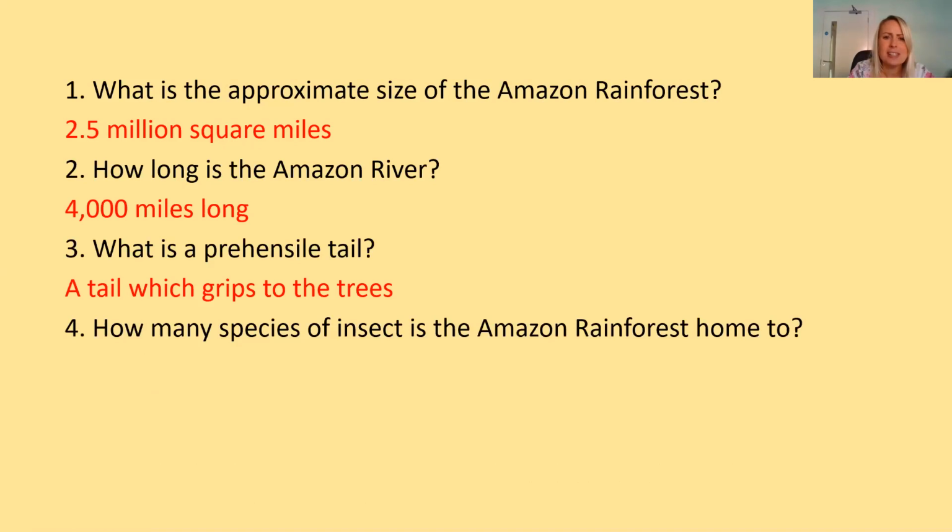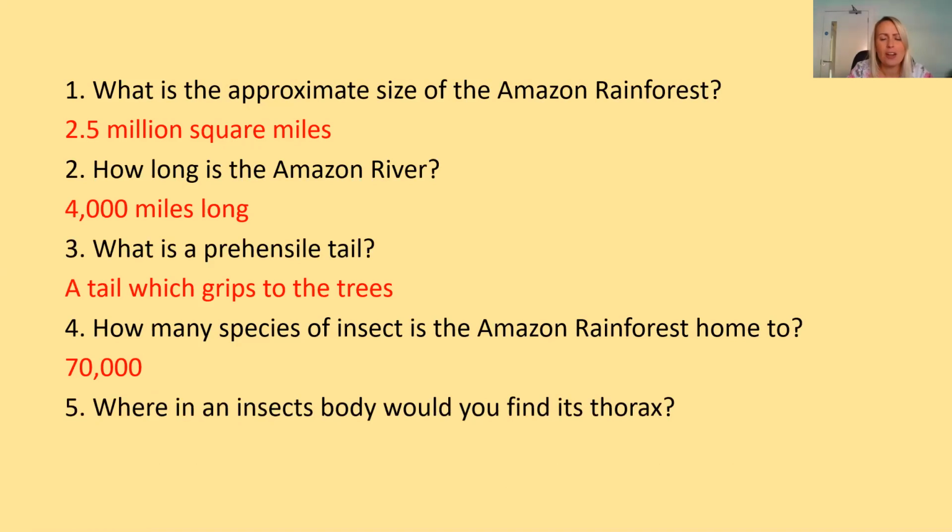How many species of insect is the Amazon rainforest home to? Did you get that one? Yes, it was 70,000. And lastly, where would you find the thorax in an insect? You would find it in between the head and the abdomen. It's the second piece in a 3-part bodied insect. Well done, and hopefully that's woken your brain up to the start of this English lesson today.